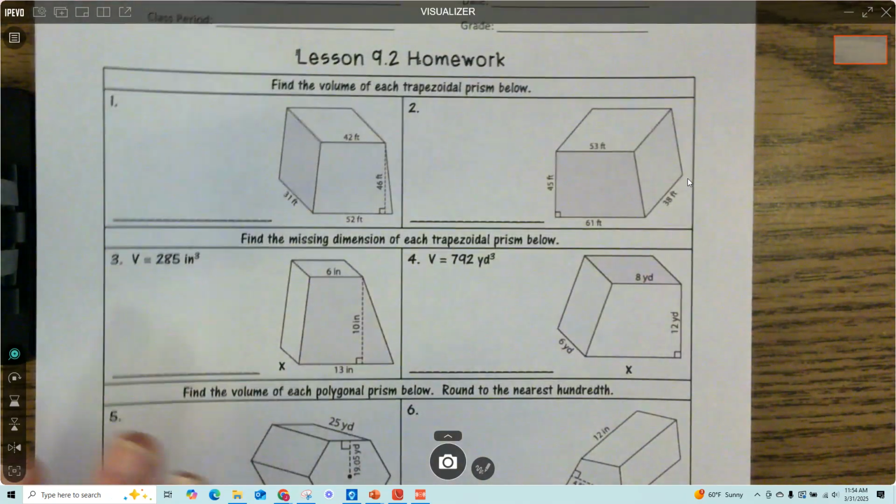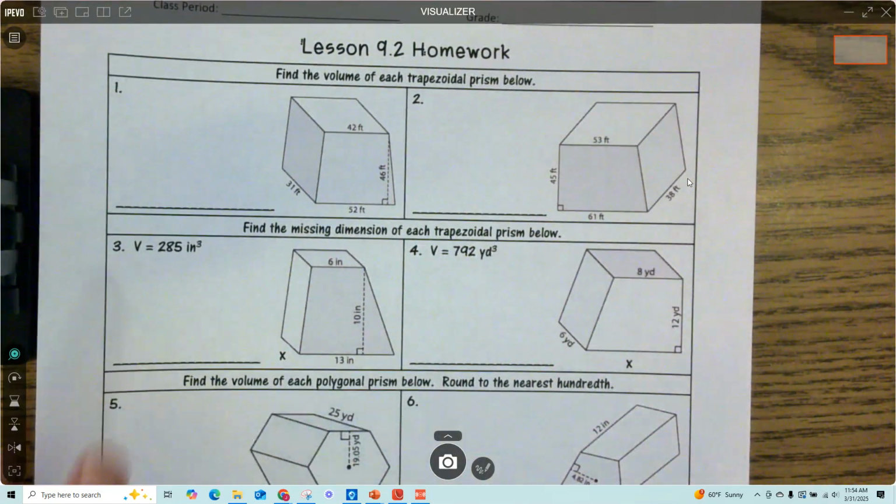All right, this video is for the lesson 9.2 homework. We're doing volume of other prisms today. So Friday we did triangular prisms. Today we're going to do trapezoidal and then polygonal, all the others, okay?